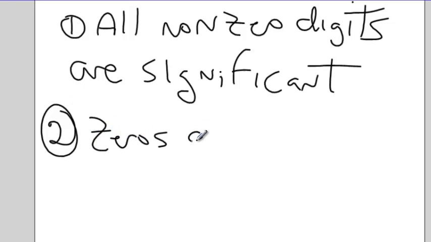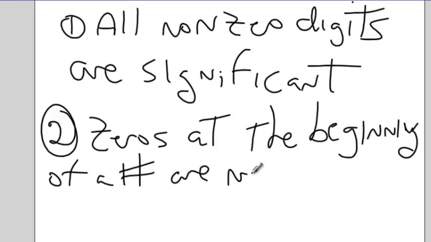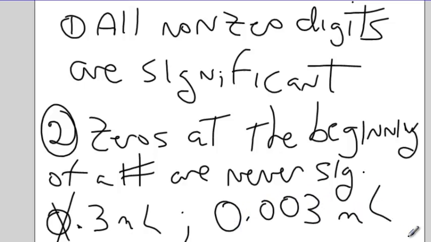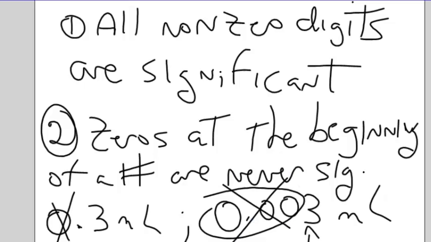Zeros at the beginning of a number are never significant. Okay? So something like 0.3 milliliters. The 0 is not significant. You only have one significant digit here, and it's that 3. 0.003 milliliters. Still only one significant digit, and it's the 3. These guys are not significant. All they are are placeholders. They're there to tell you where the 3 is in relation to the decimal point.